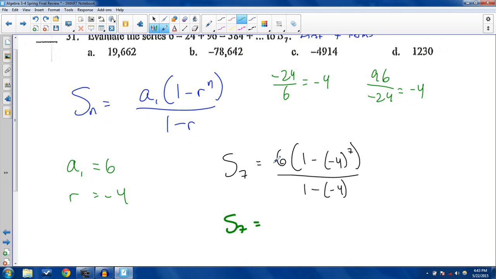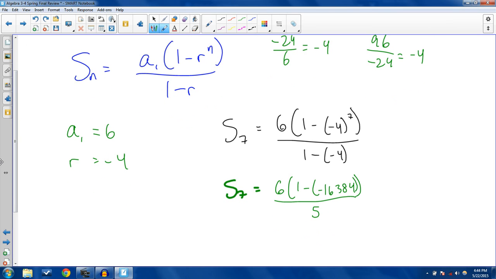In this case, I don't know what negative 4 to the 7th is, so I'm going to the calculator. Now in this case, I don't know if it will matter because negative 4 to the 7th is a negative number. Sometimes you're not so lucky and it becomes a positive number and you do have to subtract. So this is going to be 1 minus negative 16,384. We're going to divide that by 1 minus the negative 4. In that case, it is 5. So 1 minus that number is 1 plus that number. It's 1 plus the positive version of it.